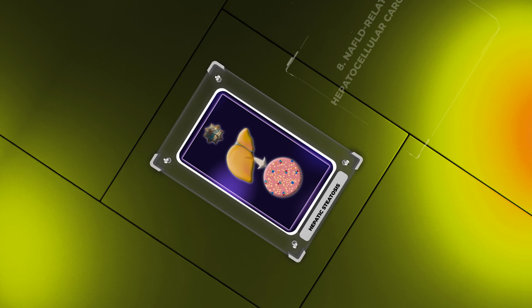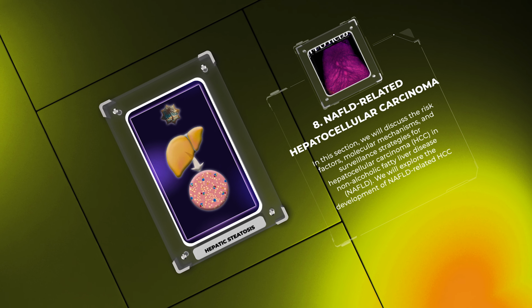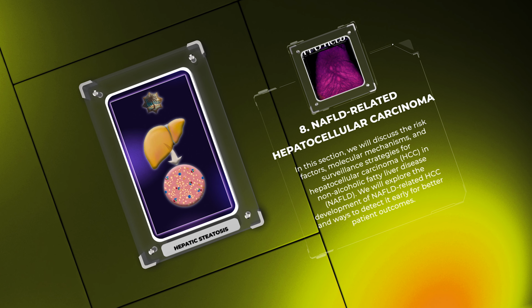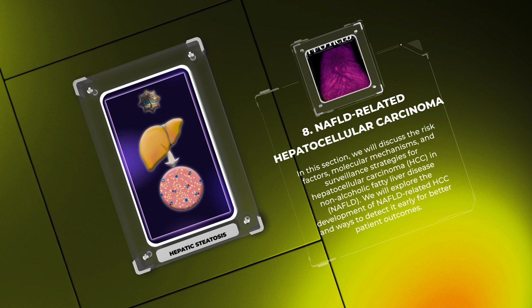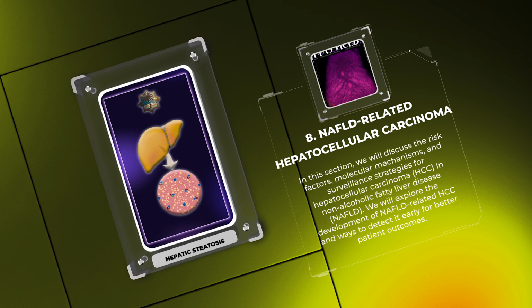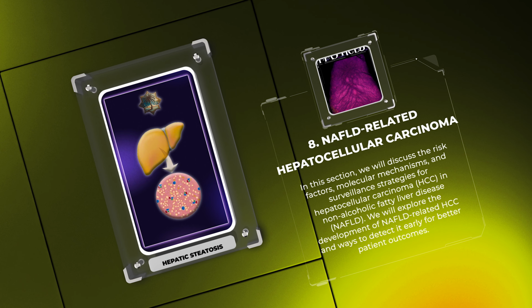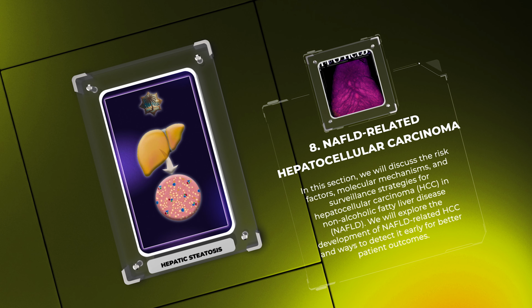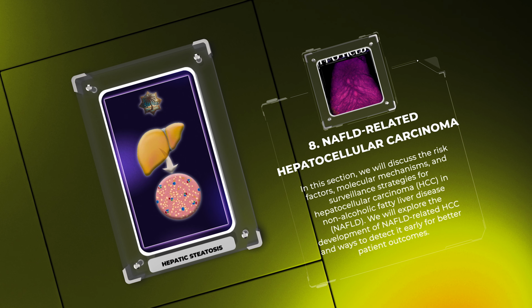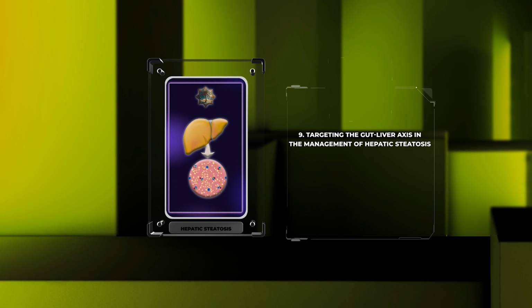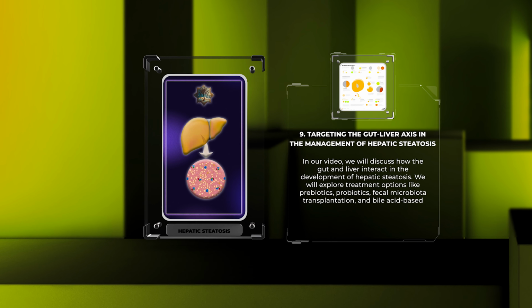In this section, we will discuss the risk factors, molecular mechanisms, and surveillance strategies for hepatocellular carcinoma, HCC, in non-alcoholic fatty liver disease, NAFLD. We will explore the development of NAFLD-related HCC and ways to detect it early for better patient outcomes. In our video, we will discuss how the gut and liver interact in the development of hepatic steatosis.